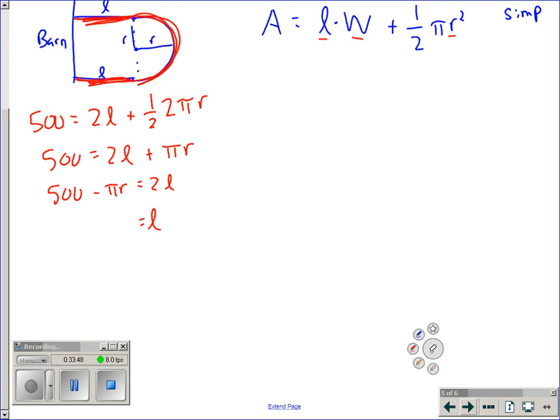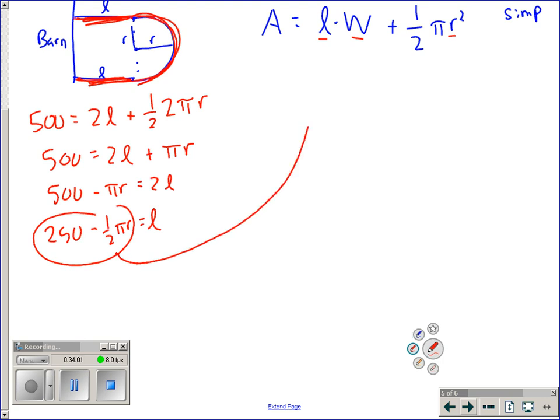250 minus 1/2 pi r. Okay, so I'm going to take this function and plug it into L. So I got that the area equals my length, which is just 250 minus 1/2 pi r, times W plus 1/2 pi r squared.